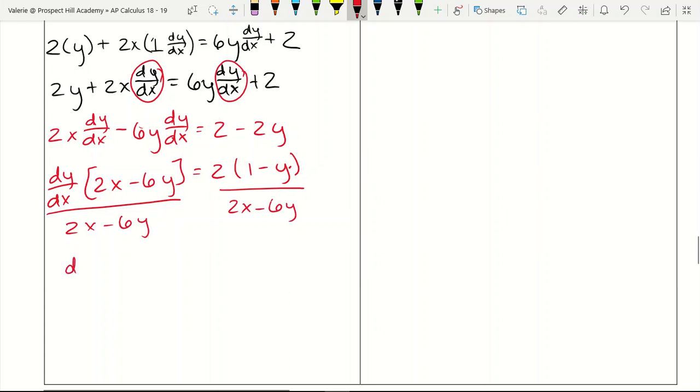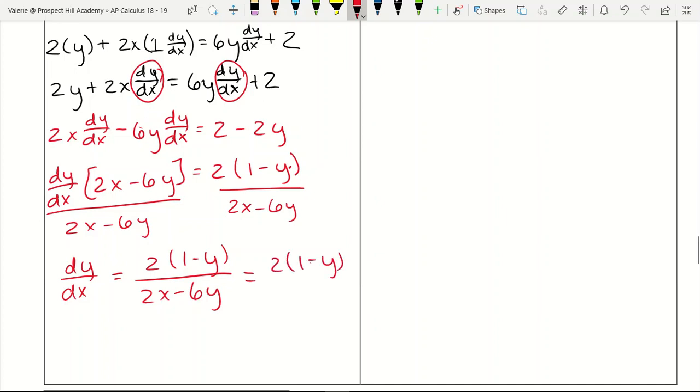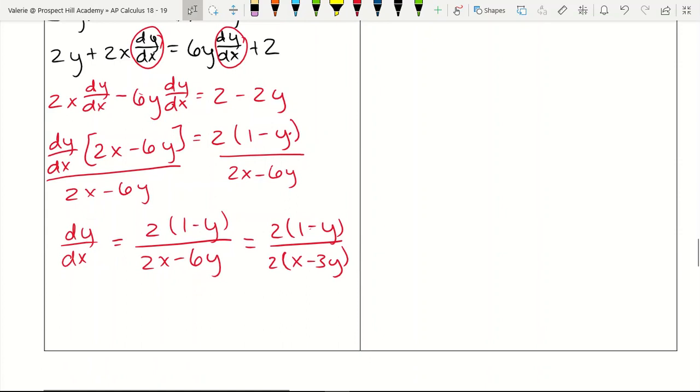So we'll get dy/dx equals 2(1 minus y) over 2x minus y. We can factor out a 2 from the denominator as well, so we get 2(1 minus y) over 2(x minus 3y). So our final answer, dy/dx, is equal to (1 minus y) over (x minus 3y).